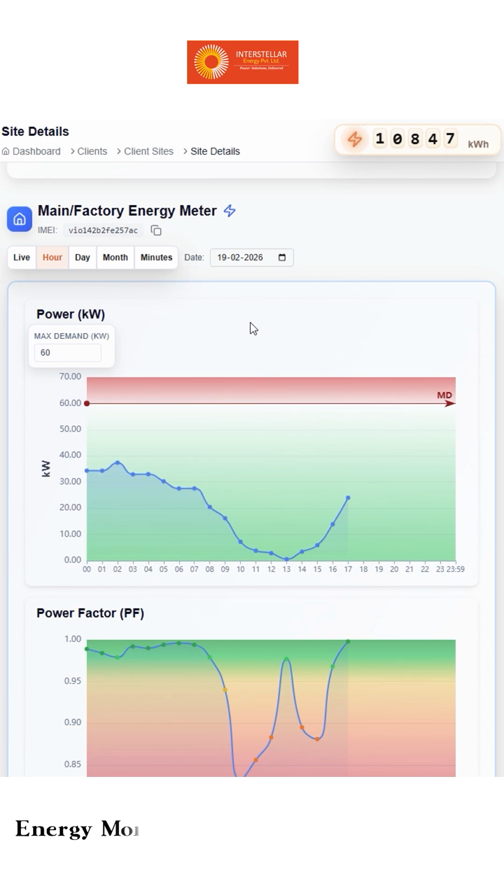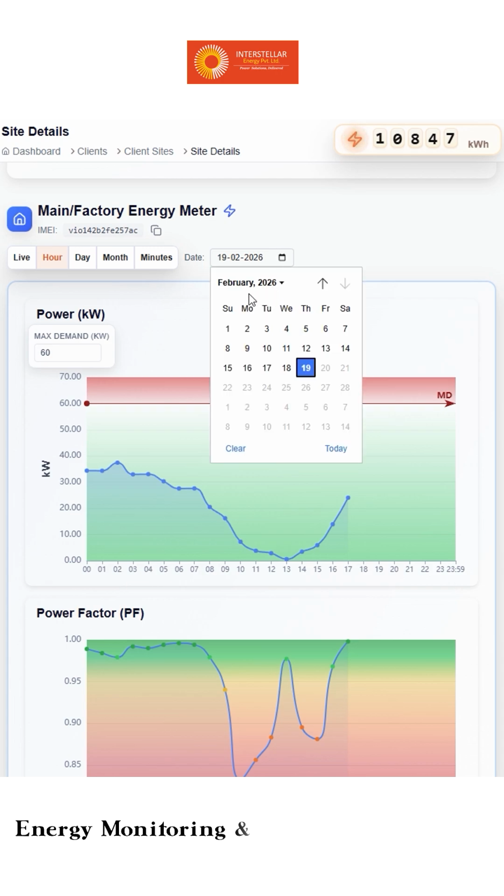The data shown here can be monitored live. We can view the data hour-wise, day-wise, month-wise, and even minute-wise. If we want to see day-wise data or past history, we can simply select the desired date and check the historical data. We can also download all these reports.